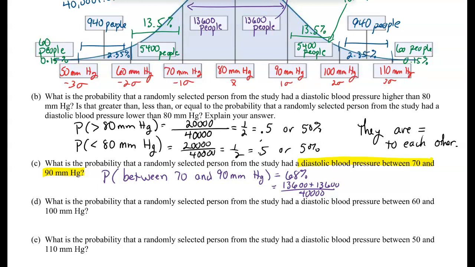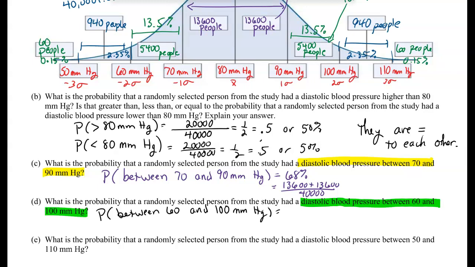Okay, let's look at the next one. What is the probability that a randomly selected person from the study has a diastolic blood pressure between 60 and 100 millimeters of mercury? Guys, 60 to 100. Where do those land? 2 standard deviations, right? Guys, you should be able to tell me the probability without even thinking. The probability of being between 60 and 100 millimeters of mercury. Those are 2 standard deviations.